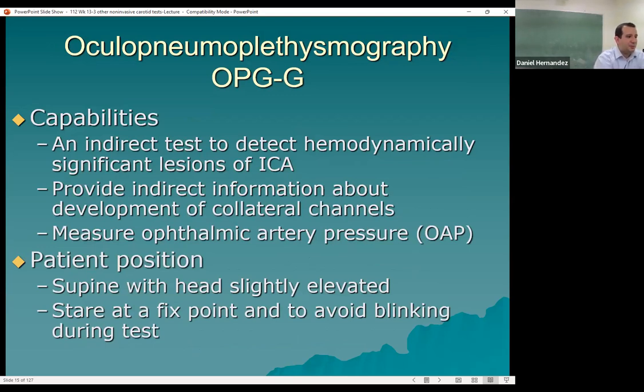The reason we don't do this is because we get really good direct imaging for a lot of our ICA lesions. With ultrasound, we can get very good direct imaging. If we can't see it with ICA and it's intracranial, we can do CTAs, MRAs. So this was something more old school, before the advent of a lot of our MRA imaging and CTA imaging.